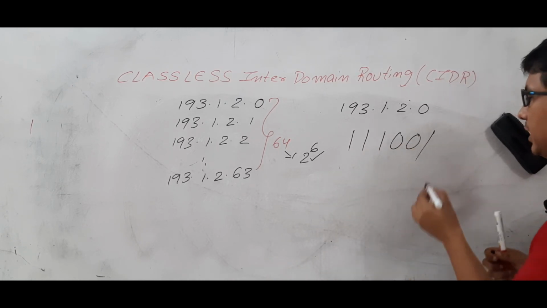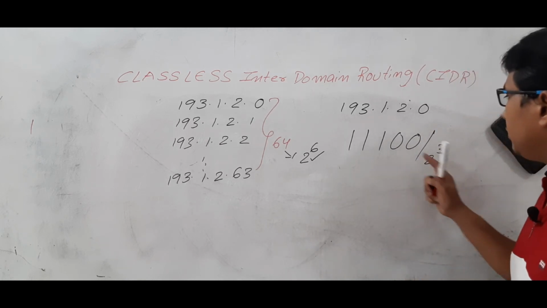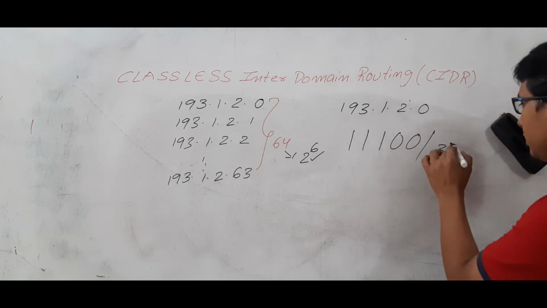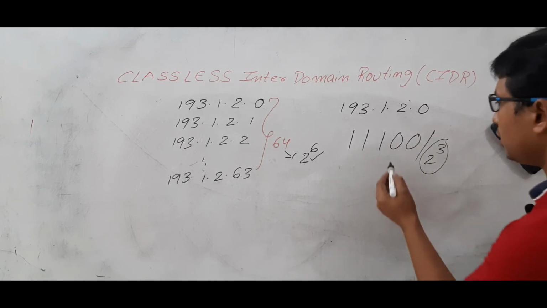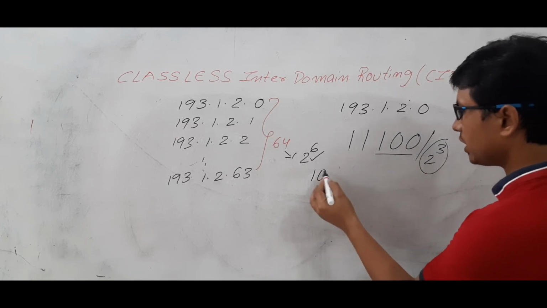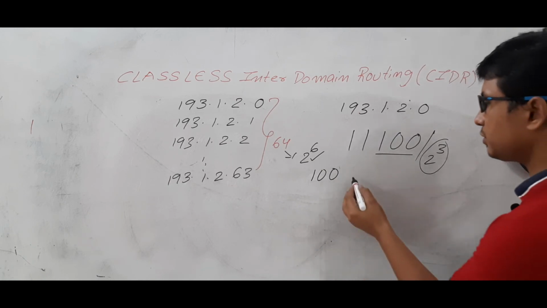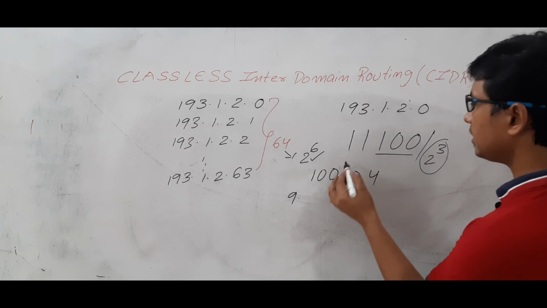11110 divided by 2 power 3 means that you are dividing by 8. This will be valid only if the divisor is a power of 2. Now you can verify that the first 3 bits will be the remainder, 100. If you convert it into a decimal number, you will get 4. And the quotient will be the remaining bits.